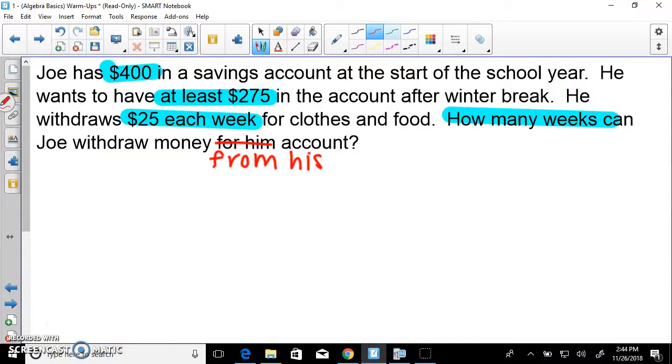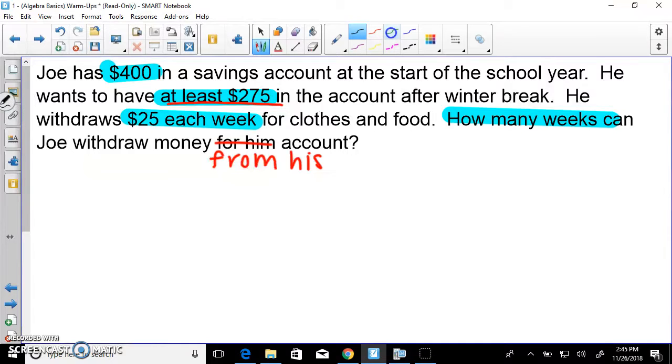So we want him to have at least $275 in the account after withdrawing this. Now, some of us might be able to do this without even setting up an inequality, and that's okay, but there are going to be questions where they say, identify the inequality that matches this. What inequality can be used to set this up? So that's why we're practicing writing inequalities.